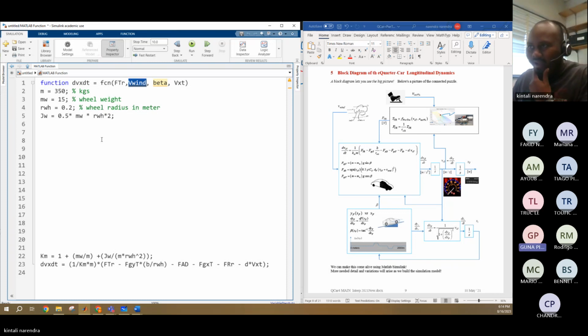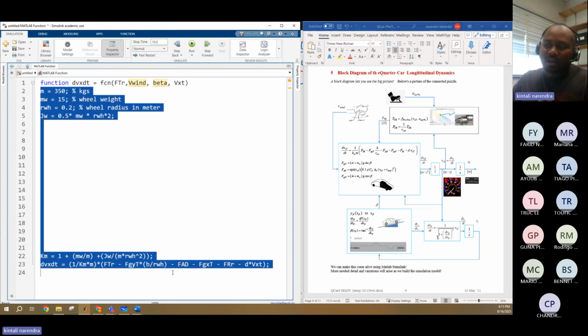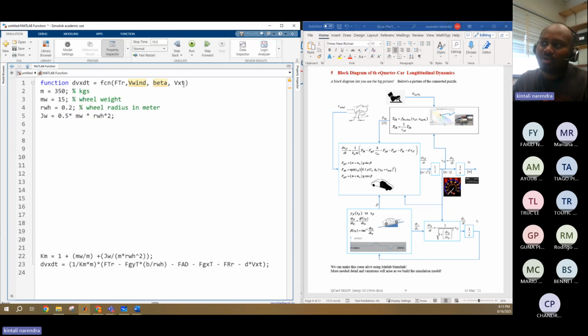FTR is not defined, Vwind is not defined. FTR is an input, so there is no need to define it. But I used it, that's why it has a white background. Vwind is an input, but I didn't use it in the equation in the algorithm, that's why it is showing in yellow.